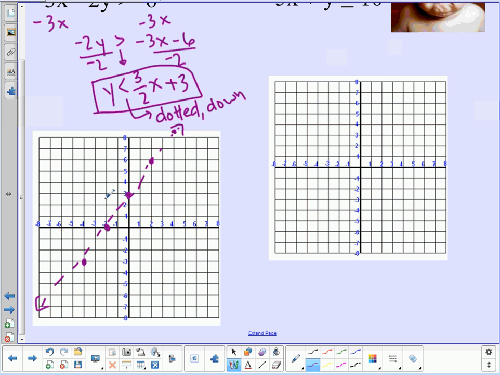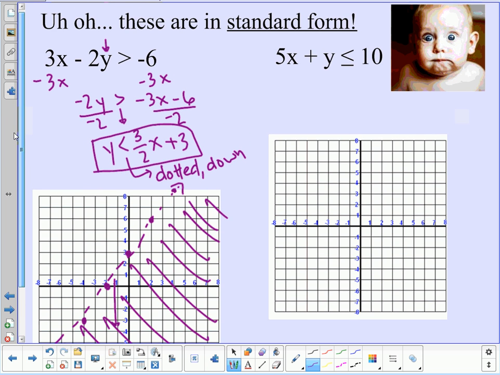And then I want to shade down. So if you're climbing up the mountain and you go down into a hole, you're down here. So there's my shading.